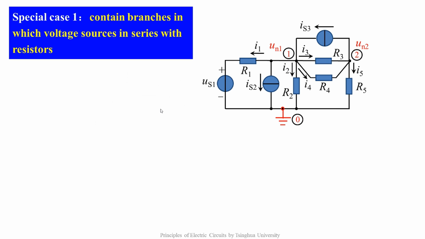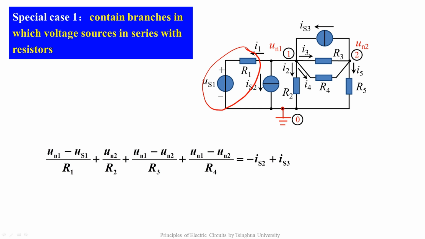The first special case is the branches of the current source in series with a resistor, such as this branch. Then how do we deal with this branch when we write the node voltage equations? We've already known that the node voltage analysis is essentially a set of KCL equations. So we can start from the initial KCL equations.